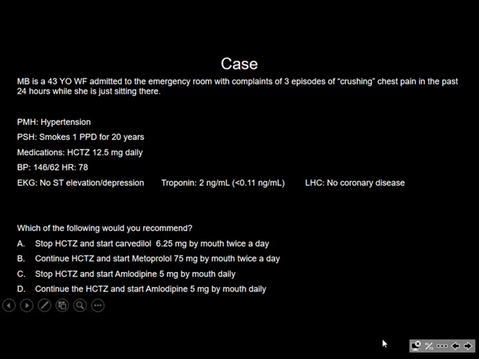They get a left heart cath that shows no coronary artery disease, so we don't see that there's any blockages from plaque in their coronary arteries. Which of the following would you recommend? Stop hydrochlorothiazide and start carvedilol? So what do you think's going on with MB at this point? What does it sound like?